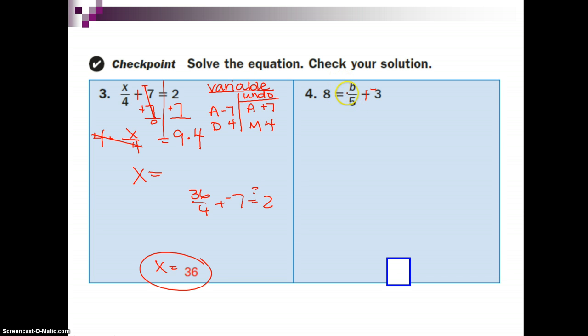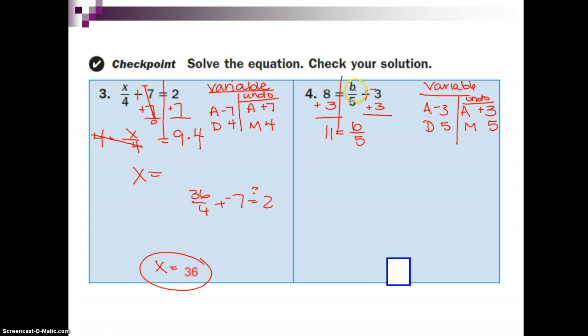Number 4. What's happening to the variable? Well, there is adding negative 3 and dividing by 5. So how do I undo that? Subtracting, which we don't call subtraction anymore. We actually call it adding the opposite. So we add, what's the opposite? Positive 3, and multiply by 5. Remember, 3 is the constant, so that's what we move first.